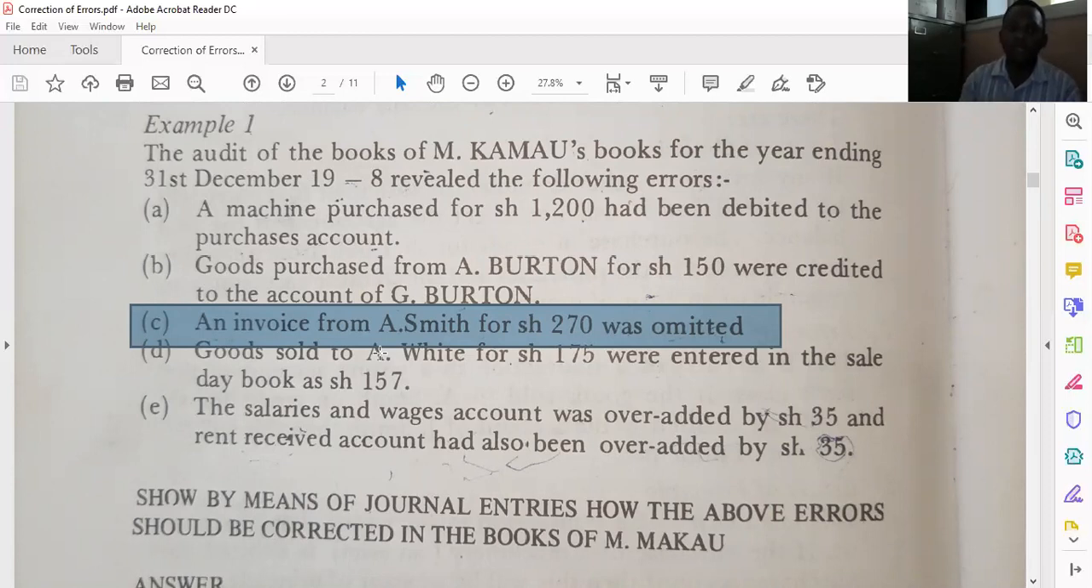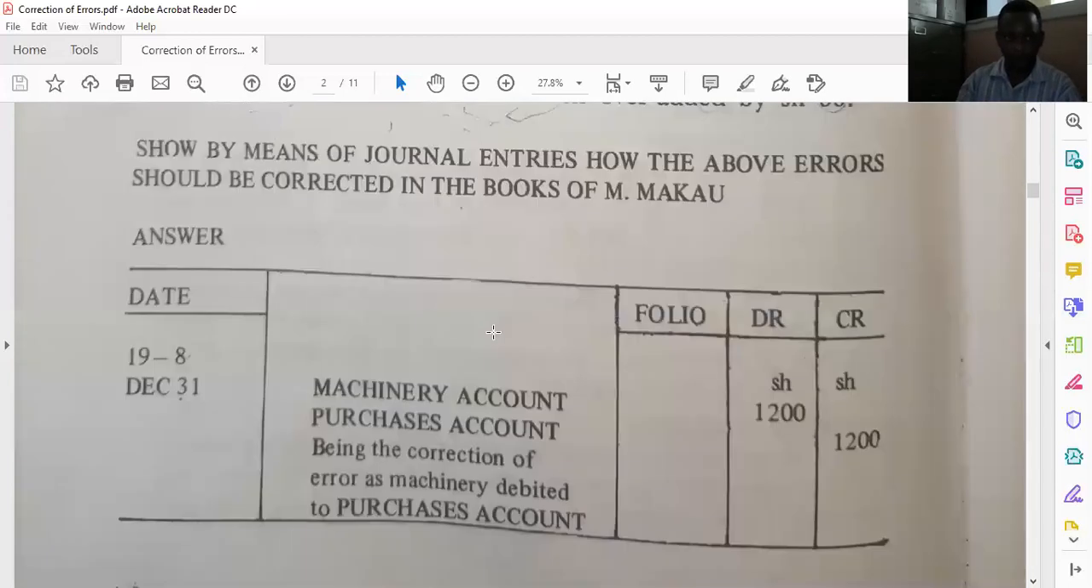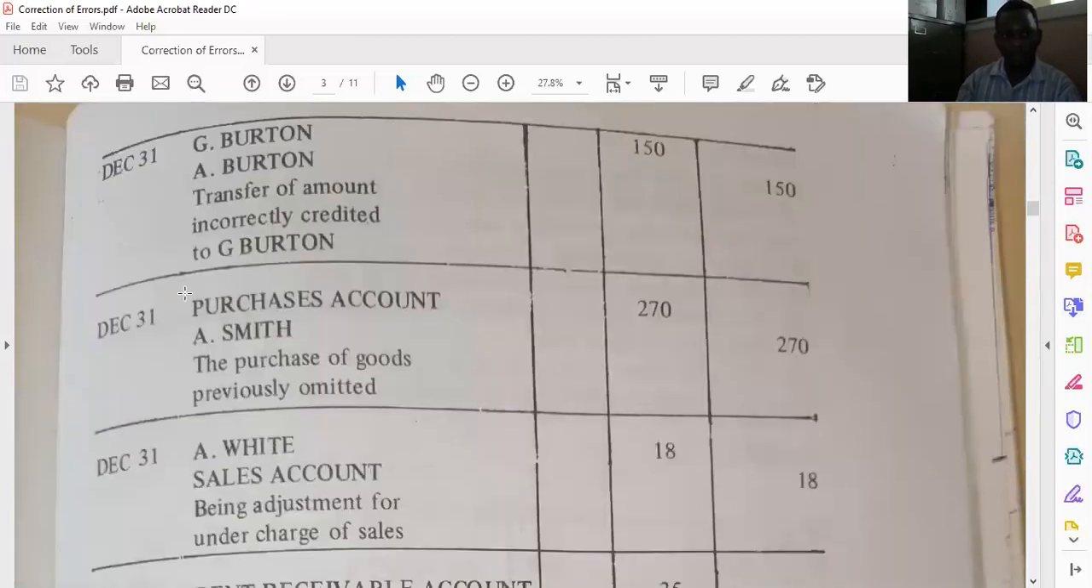So if we receive an invoice from A Smith, it means that we've bought from him on credit basis. As such, we ought to have debited purchases account and credited A Smith's account. That is the supplier who gave us the invoice. But in this case, this invoice was omitted. This is an error of omission, a transaction that has not been entered completely in the books of account. So to correct for this error, we debit purchases account and credit A Smith's account. And I believe that is what has been done.